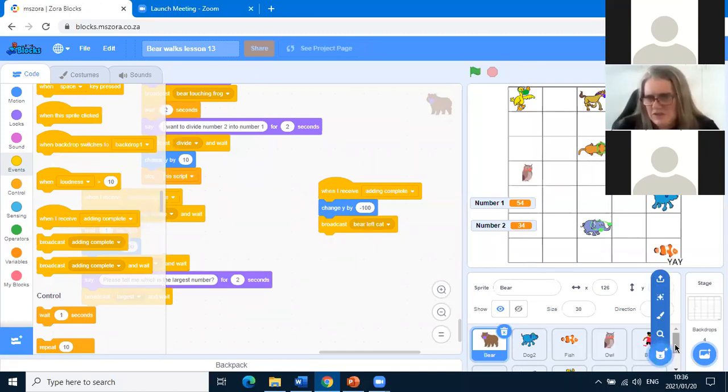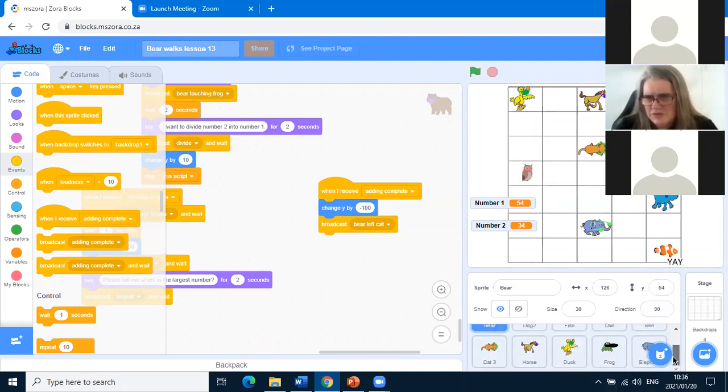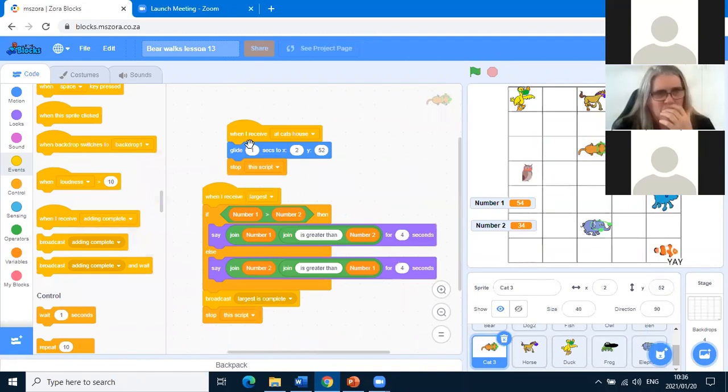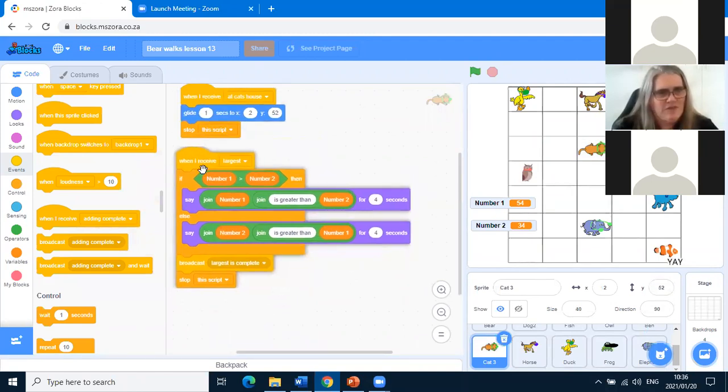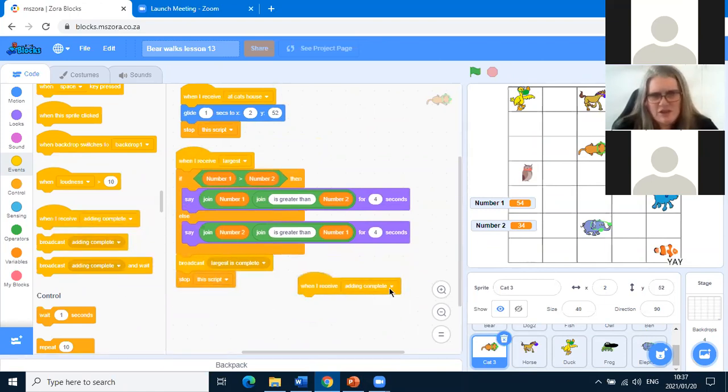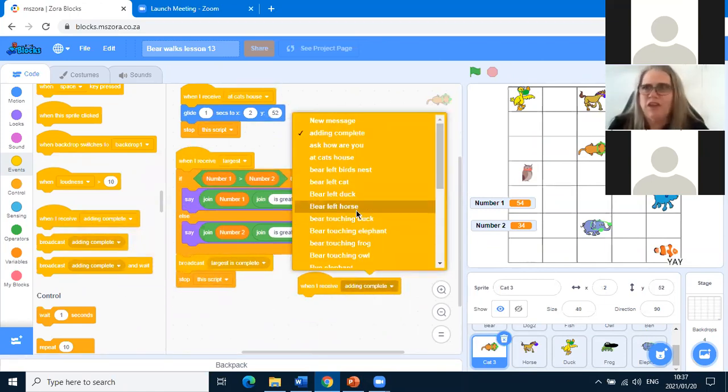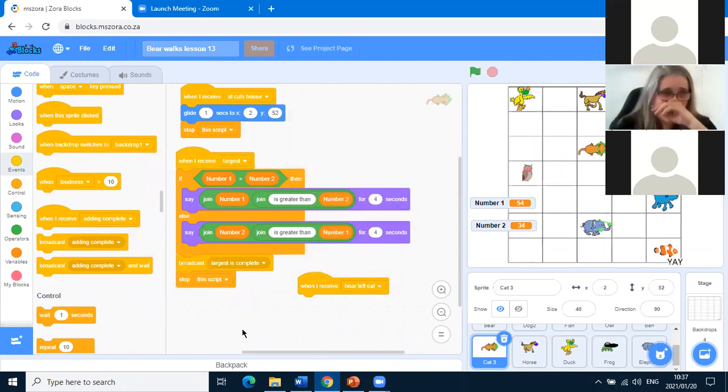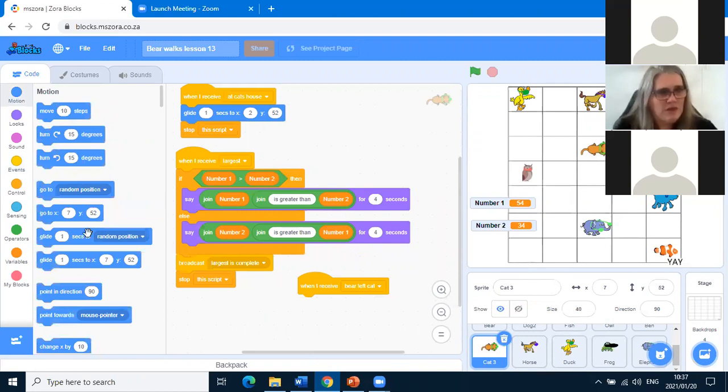When cat receives that, cat's going to go back to his place. Oops, where's cat? There we go. Cat, when he receives, there's lots of code here. When I receive, so we get another hat block, pluck it over there. When we receive that bear has left the cat, then cat can go and glide to his place like that. So we'll make him glide to the right place, and that'll be that.